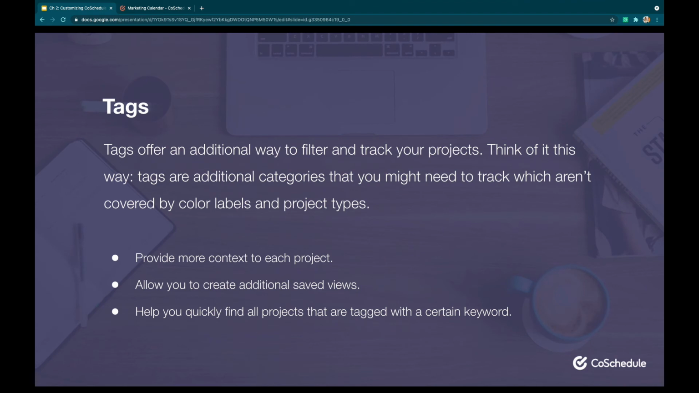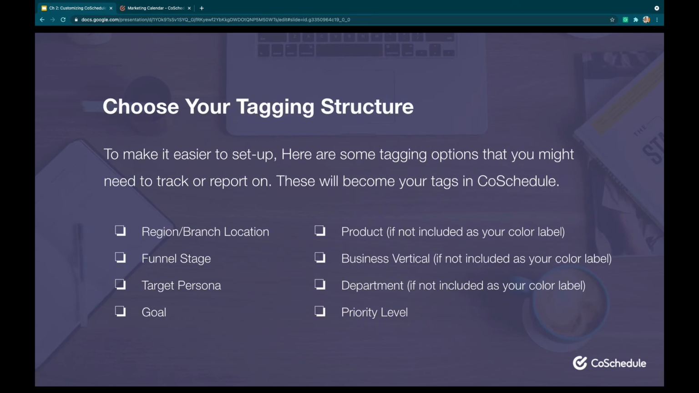Next, let's talk tags. Tags offer an additional way for you to filter and track your projects. Tags help you categorize and organize projects that you might want to track or segment that aren't included in color labels or project types. They provide more context to all the projects you are working on. They also allow you to create additional saved views and help you quickly find all projects that are tagged with a certain keyword. Here's how you can choose your tagging structure.